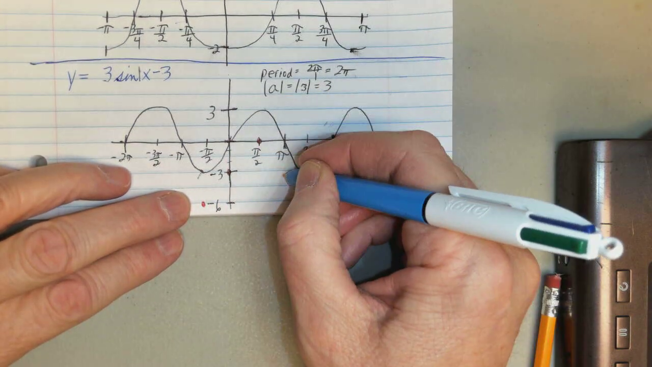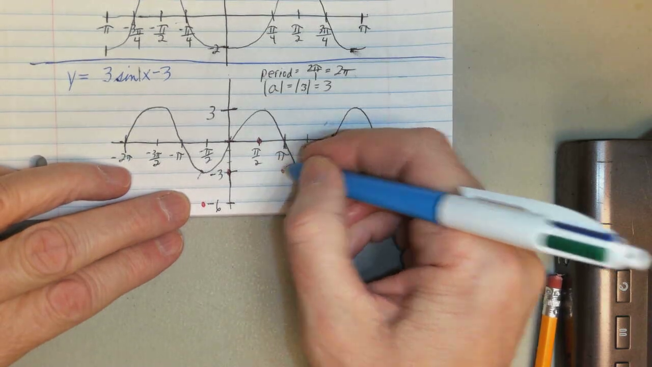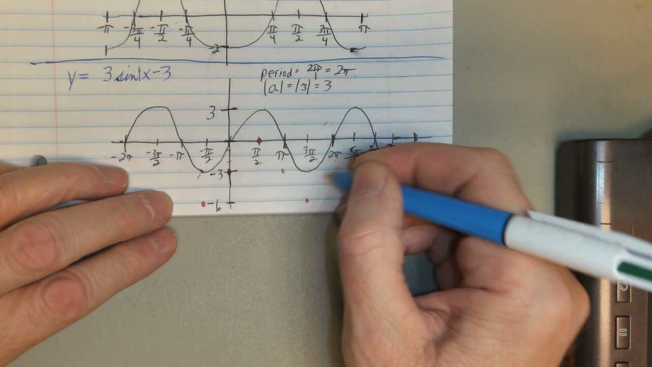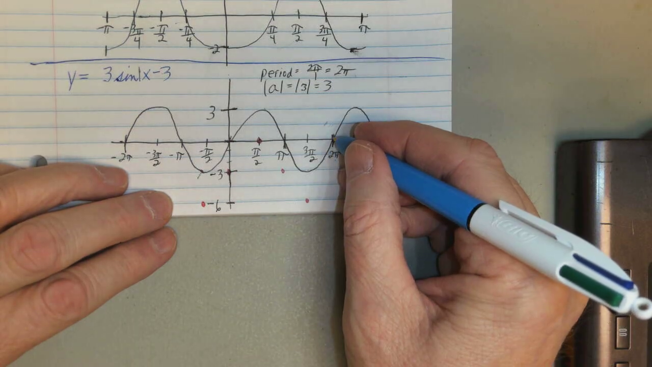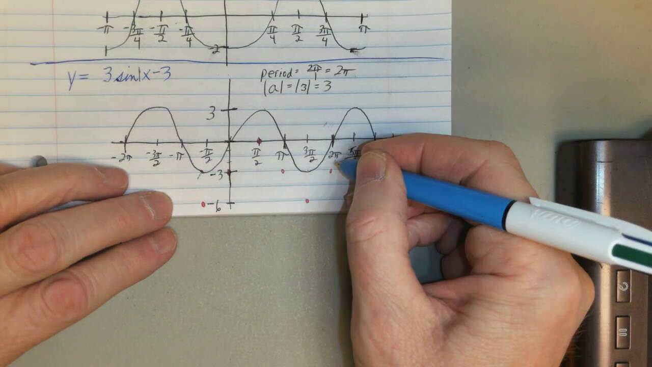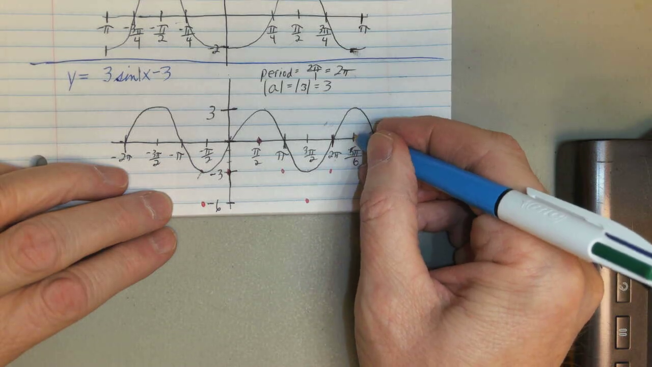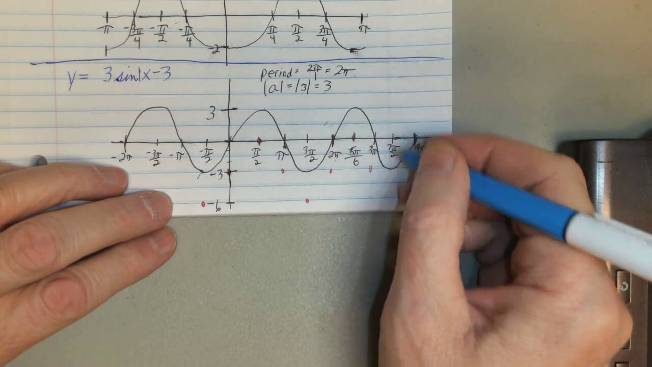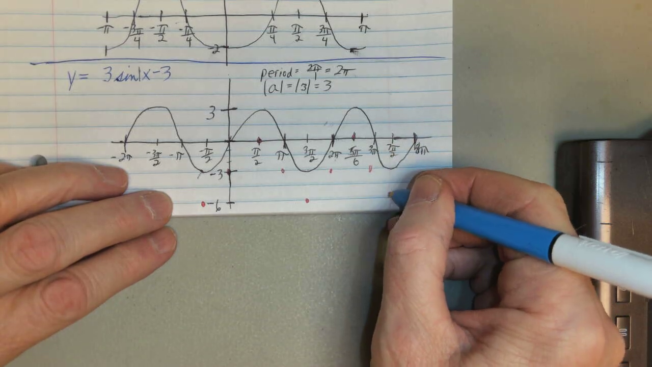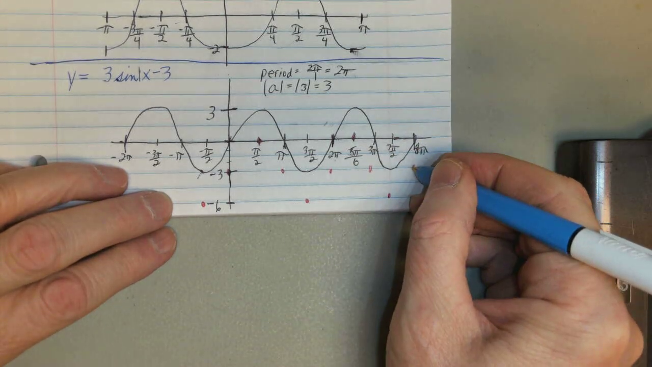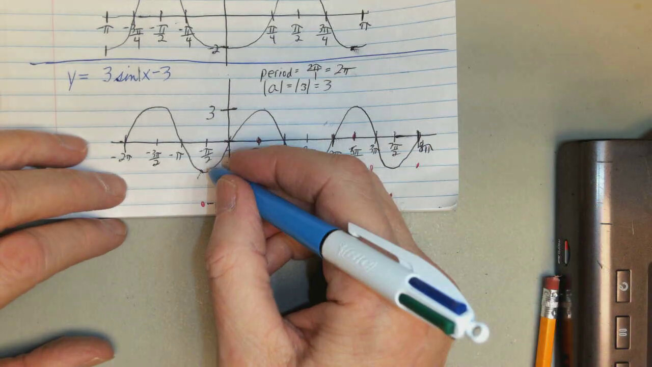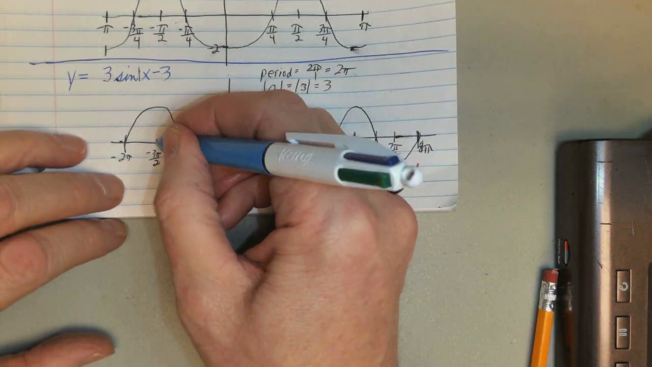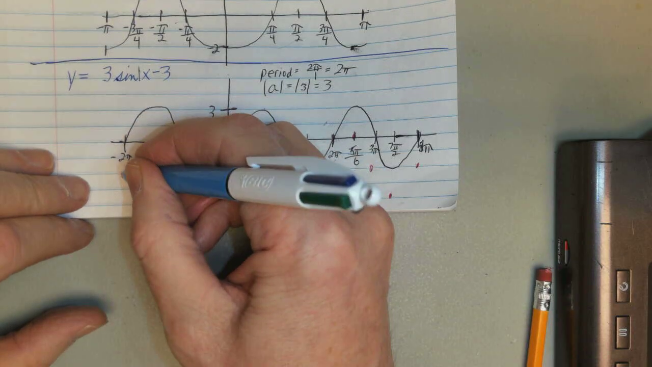Move this down 3 units. Two lines is 3 units the way I drew this. 3 units here. 3 units here. 3 units here. 3 here. Oops. 3 here. And 3 here. Move this one down 3 units. Move this down 3 units. Move this down 3 units.